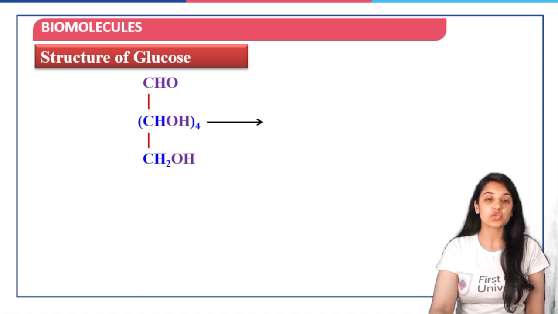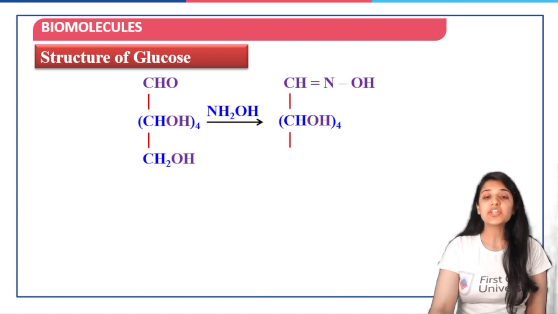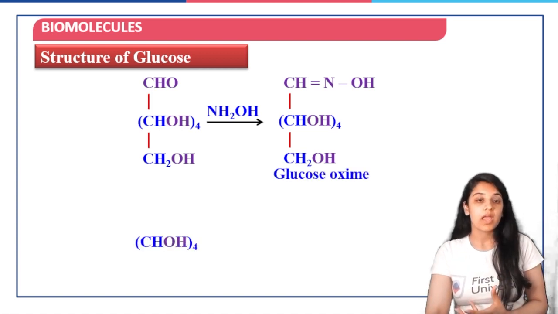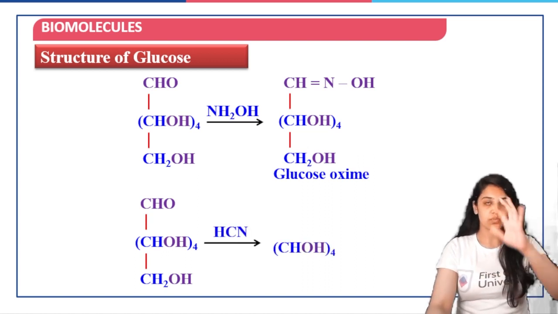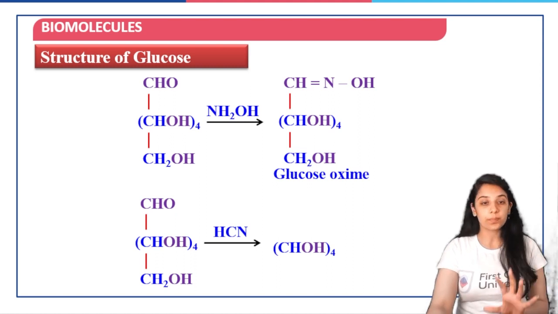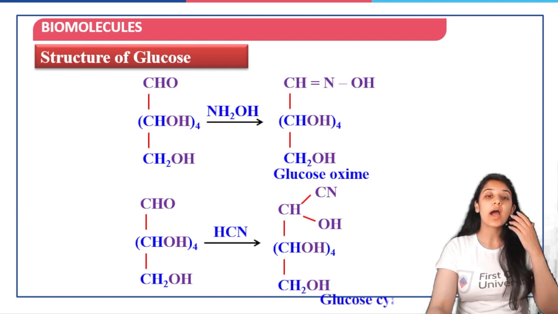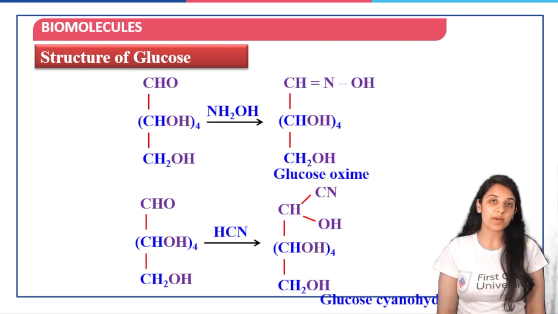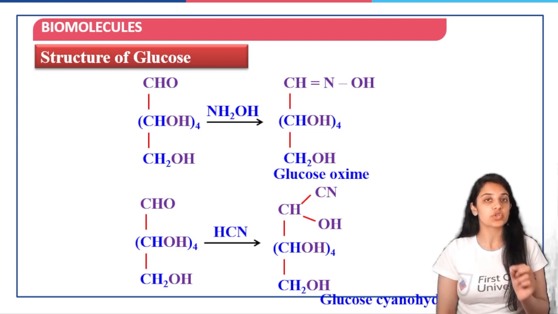So when we have CHO, CHOH whole 4 and CH2OH and we add hydroxylamine to it, what we get is CH=NOH, CHOH whole 4 and CH2OH. This is the moiety that we get. Now, this is glucose oxime. So that's one reaction. We get glucose oxime because there is a CHO group present. Secondly, when we add HCN to it, what we get is cyanohydrin. Now, this glucose cyanohydrin indicates that there was again a C=O group present. So, these two reactions confirm the presence of a C=O group in the structure of glucose.